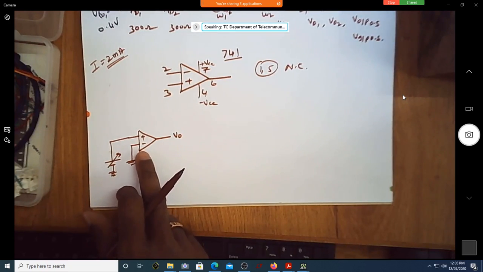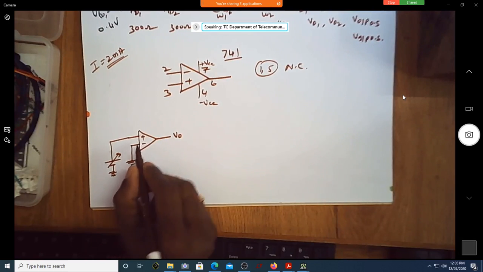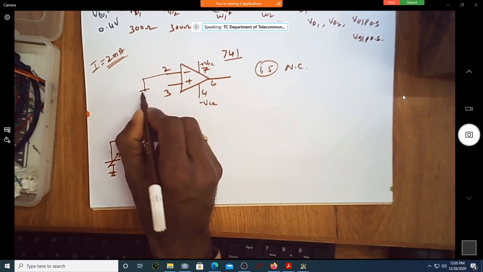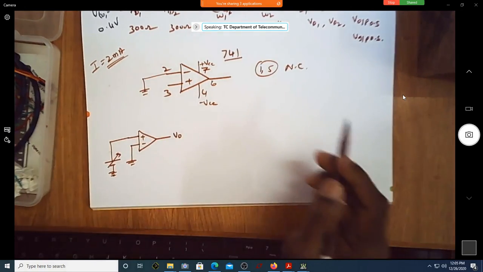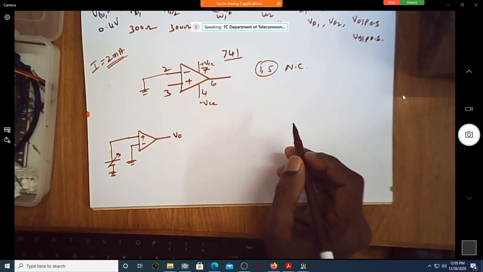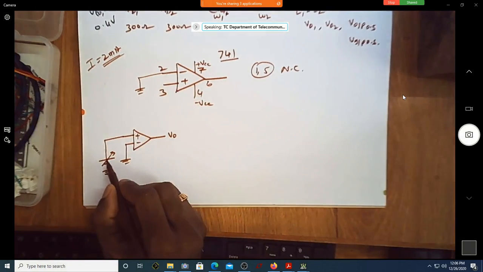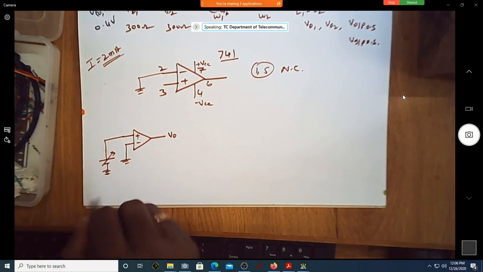So I need to realize this. You can see the inverting terminal is grounded. So I'll connect it to ground, because there is a ground point in your AD kit, no? I will connect it there. How about this? This is my input. Input you have to apply.